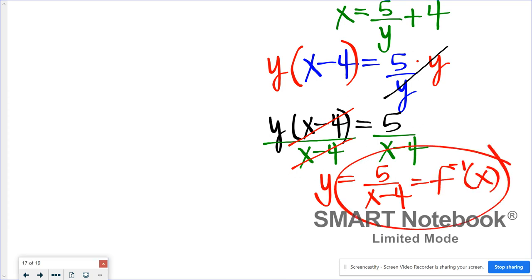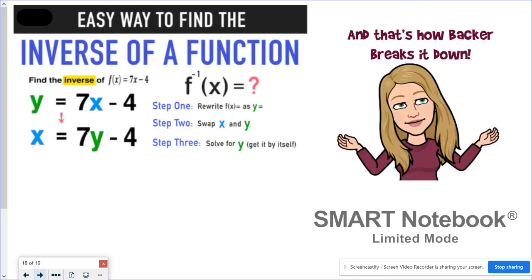So 3 simple steps to find the inverse of a function. Step 1, rewrite f of x as y. Step 2, swap the x and the y. And step 3, solve for y. Get y all by itself.